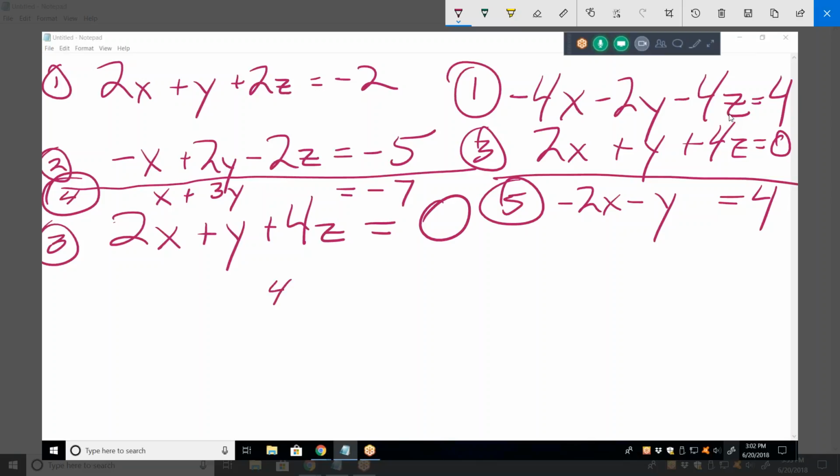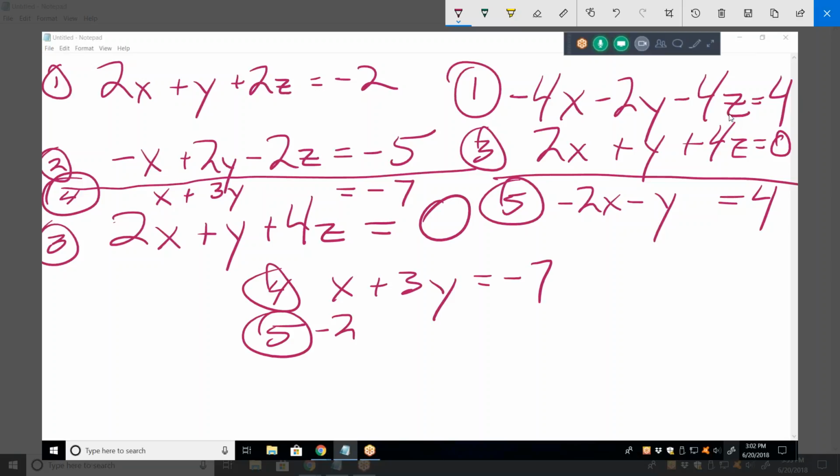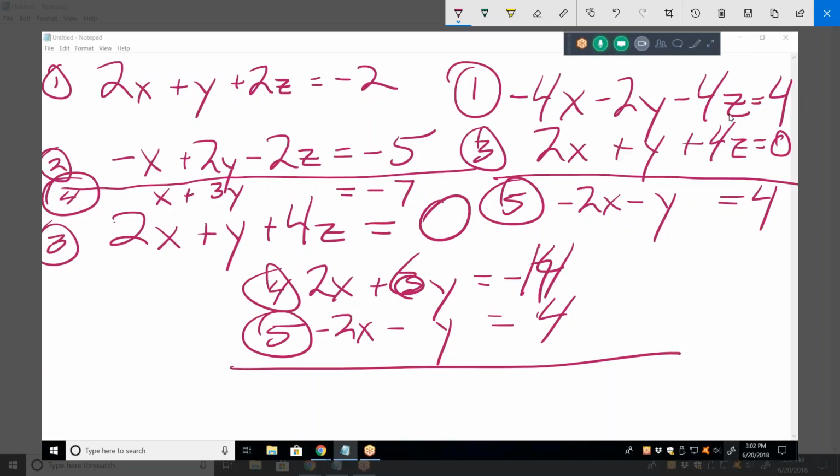Now I take 4 and 5 and treat it like a system of two equations. Here's 4. Here's 5. What's the easiest way to solve this one? For this one, just multiply the top by 2. Okay. Gives me a 2 there, a 6 there, and a 14 there. Now adding the two together gives me 5y equals 10, y equals 2.